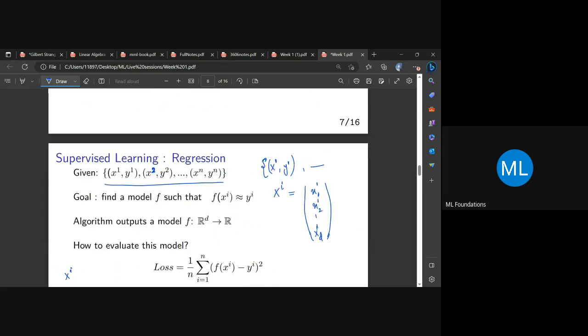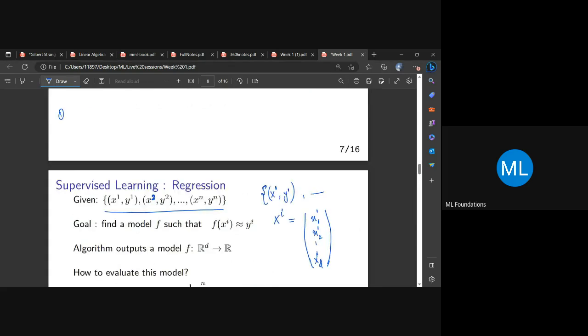So the problem statement is, you want to predict the price of a house depending on area, distance, and number of rooms.